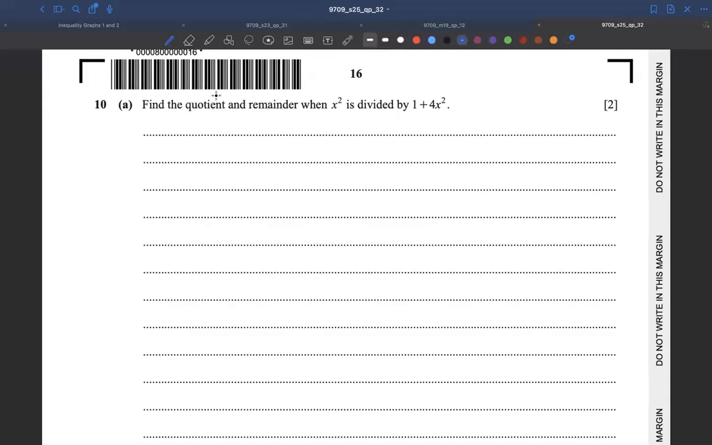In question 10a, we have to find the quotient and remainder when x square is divided by 1 plus 4x square. So we'll write it as x square is divided by 4x square plus 1. So in the first step, we'll divide x square upon 4x square. This will cancel. So we'll get 1 upon 4 over here. 1 upon 4 will multiply by 4x square, and that would be equals to x square. 1 upon 4 into 1 would be plus 1 upon 4.